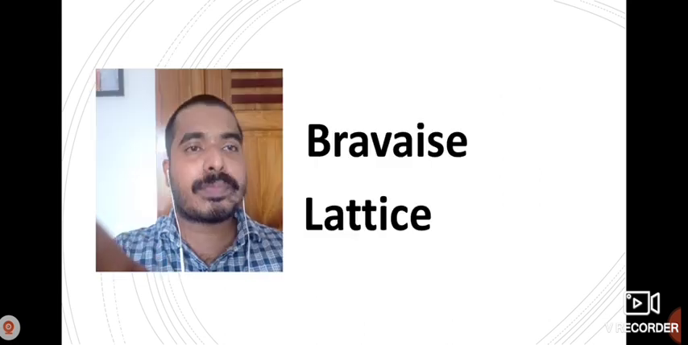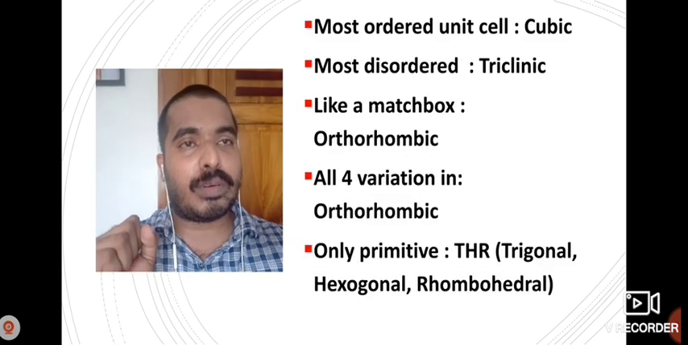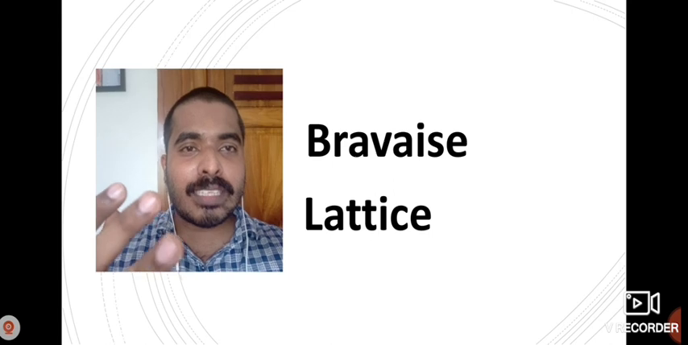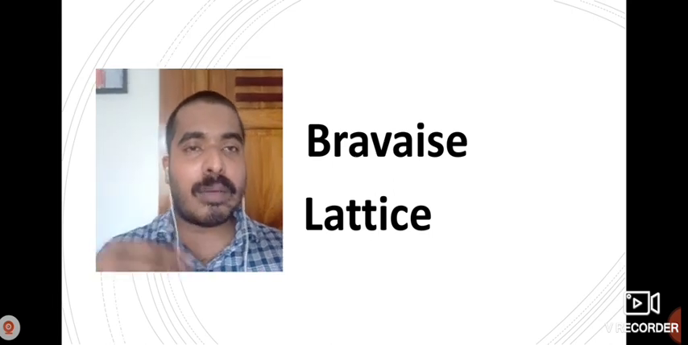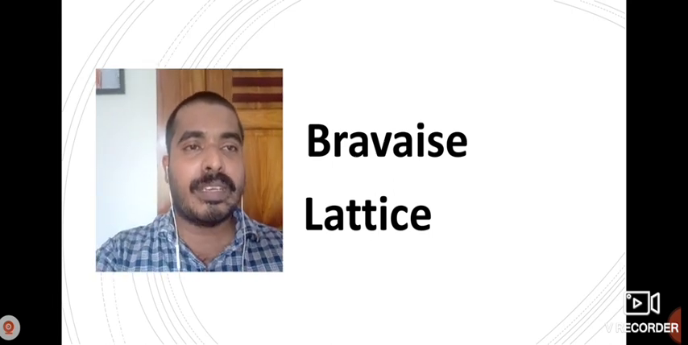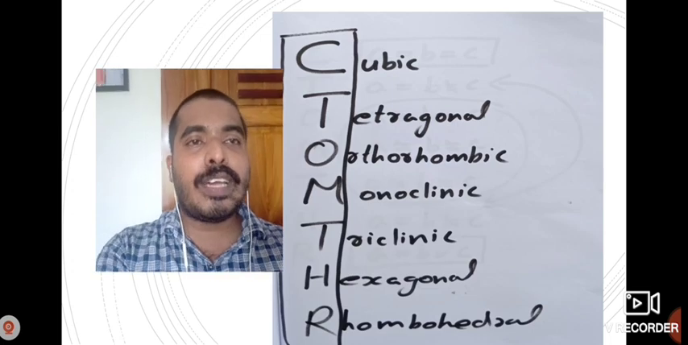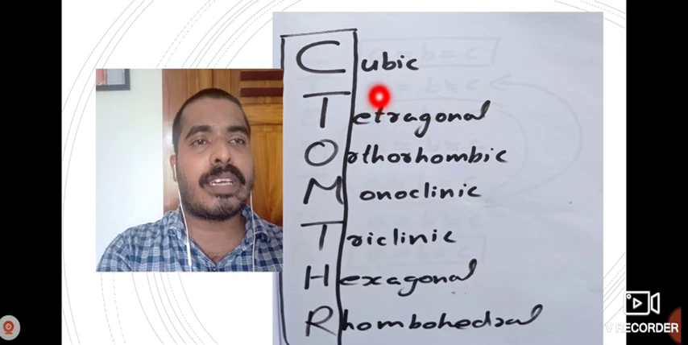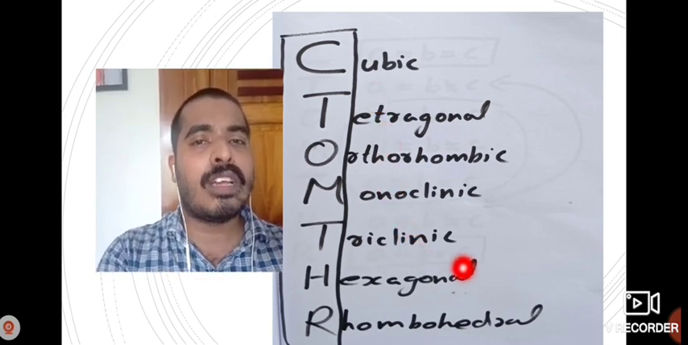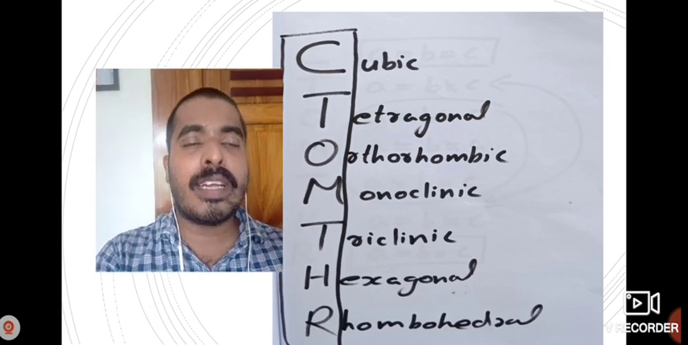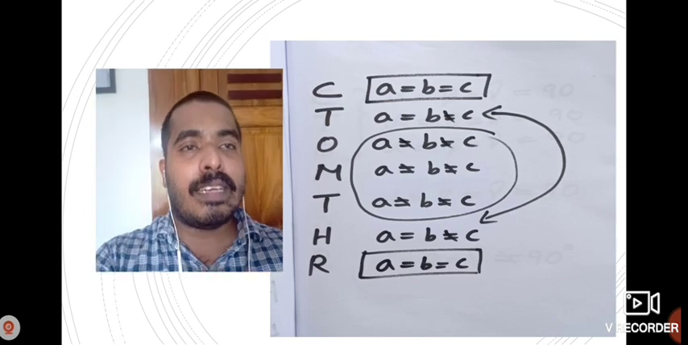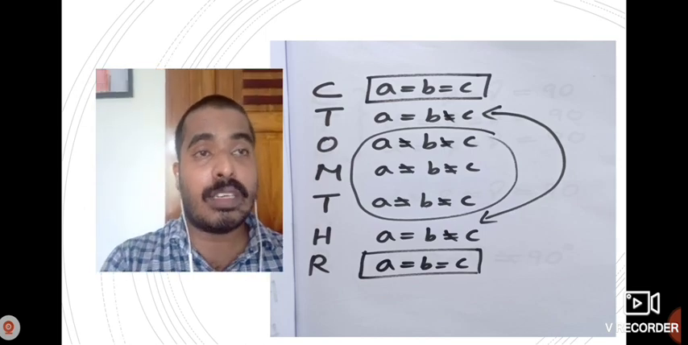Now, Bravais lattice, our last topic. I will move on to the last topic. If you want to revise it, you pause it and see it again. I am moving to the next topic. Bravais lattice. Easy way to remember is C-term teacher. Cubic, tetragonal, orthorhombic, monoclinic, triclinic, hexagonal, rhombohedral. Now, first let's remember the lengths.